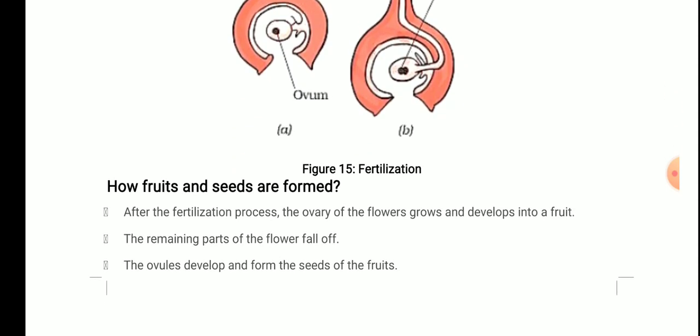Next is how fruits and seeds are formed. Fruits and seeds are formed after the process of fertilization. After fertilization, the ovary of the flower grows and develops into a fruit. The remaining parts of the flower fall off, and the ovule develops and forms the seeds of the fruit.